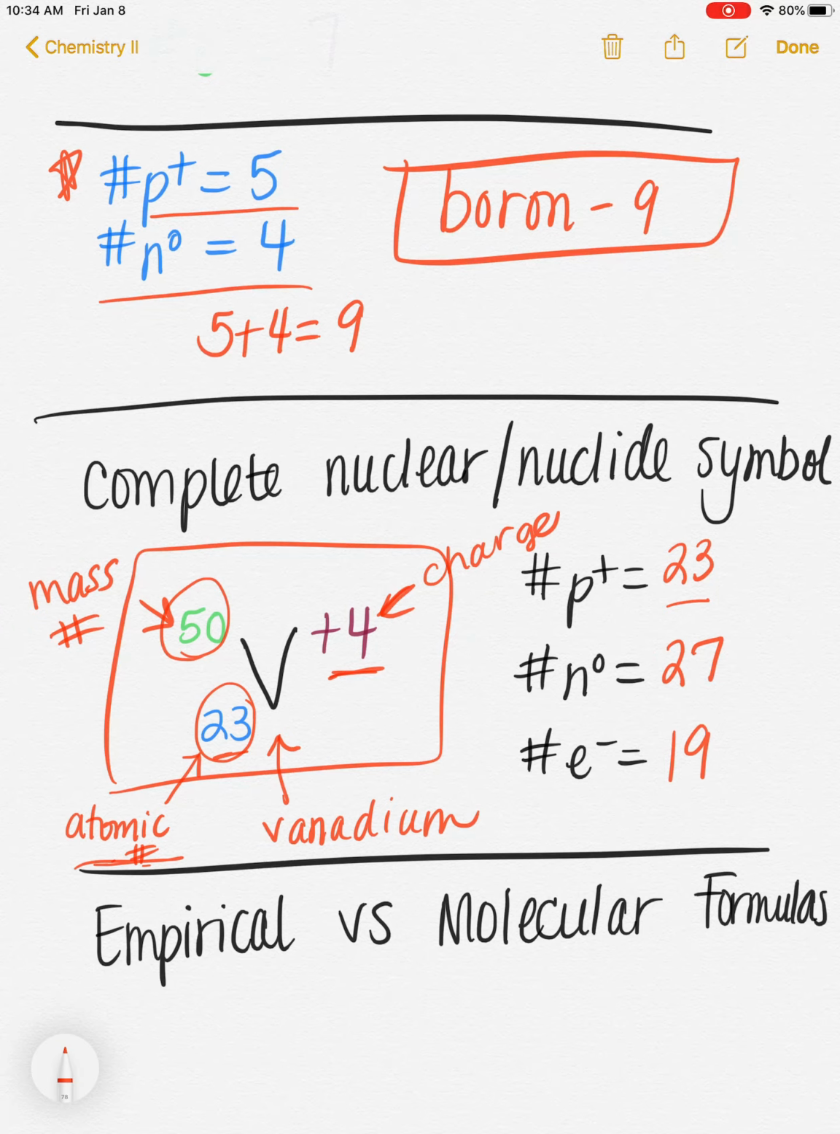Essentially what you'll always do to find the electrons on an ion, you'll take the number of protons, because that cannot change, and you'll do the opposite of what the charge says. So like 23, I had to take away 4 to find my electrons here. If this was a -4, I'd take 23 and add 4.